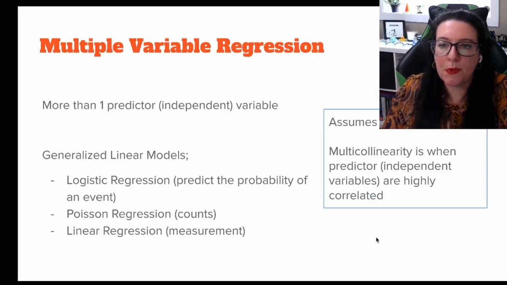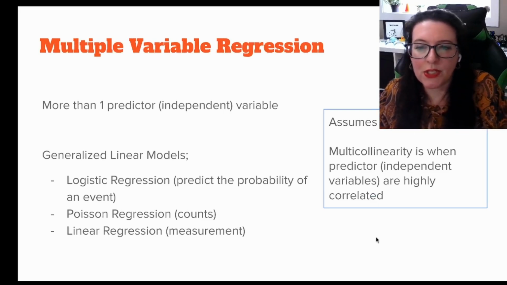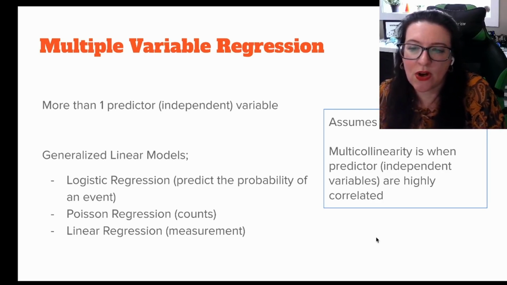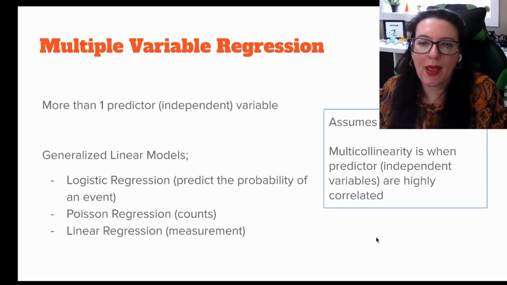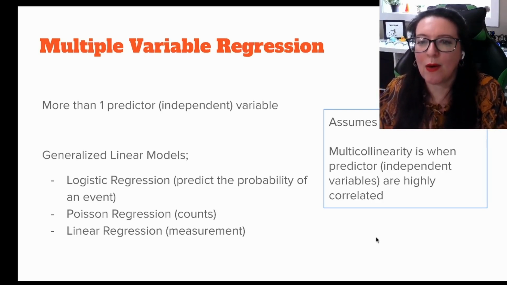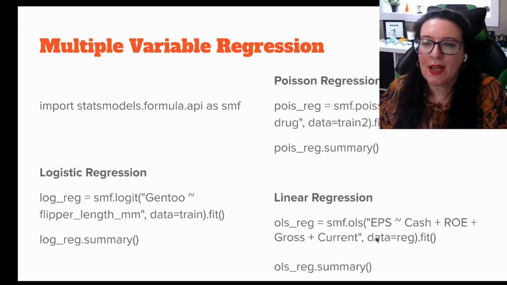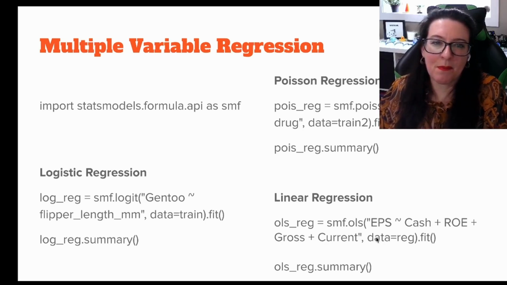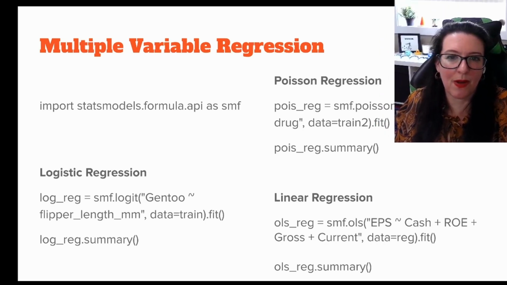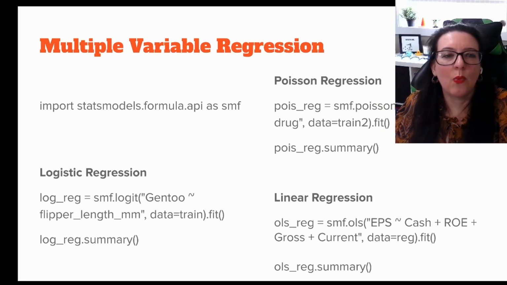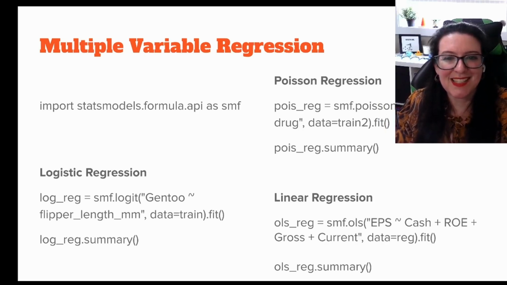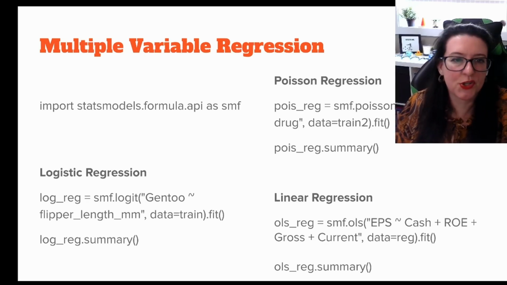So when it comes to multiple variable regression, we have videos on that. We talk about logistic regression, Poisson, and linear. In this case, we're looking at more than one predictor or independent variable. If you're doing these different methods, I'll just snapshot from some of our other videos. If we're doing it with a focus on statistical significance, we use statsmodels.formula.api. We'll call it SMF for short.